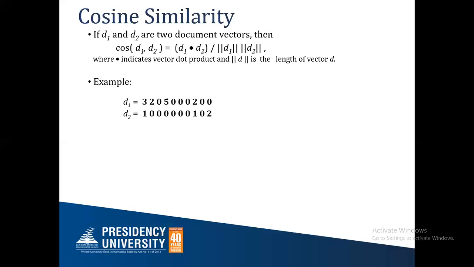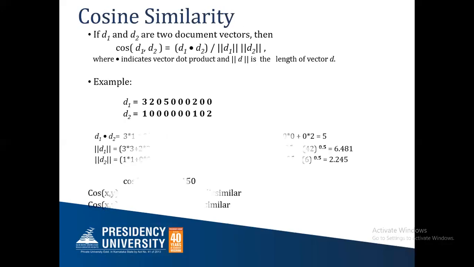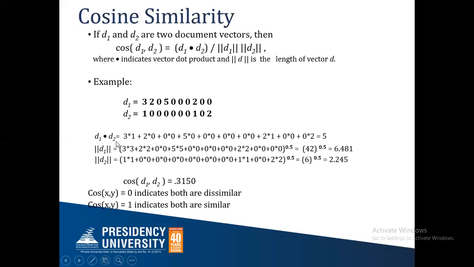Let us take an example. We have two vectors with numbers given as such. D1 is 3 2 0 5 0 0 0 2 0 0 and D2 is 1 0 0 0 0 0 0 1 0 2. How do we find the cosine similarity? First of all, we will find d1 · d2. This is the vector product: multiplying the values of each position and taking the summation. When we substitute and calculate, it comes to 5.